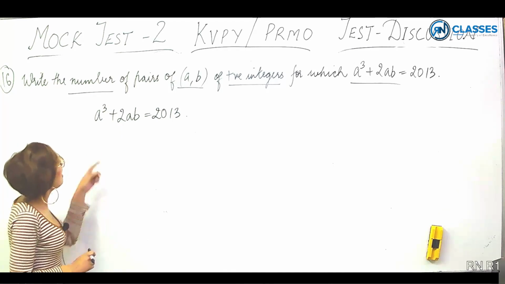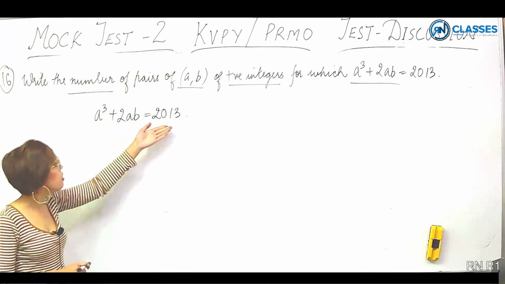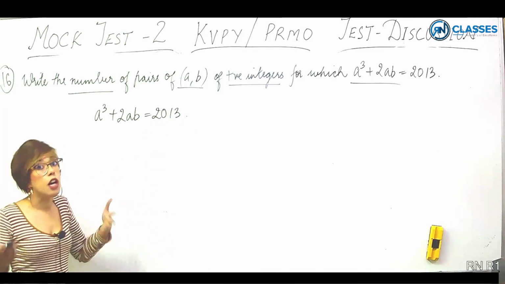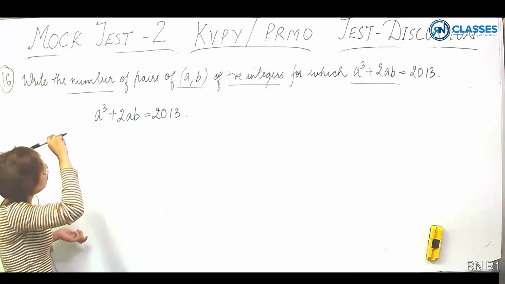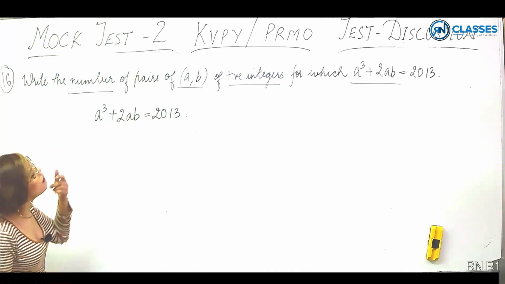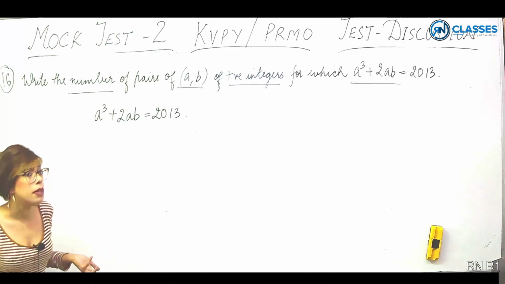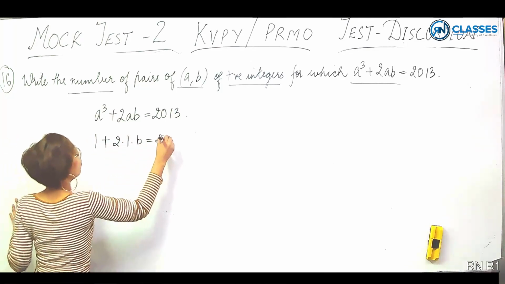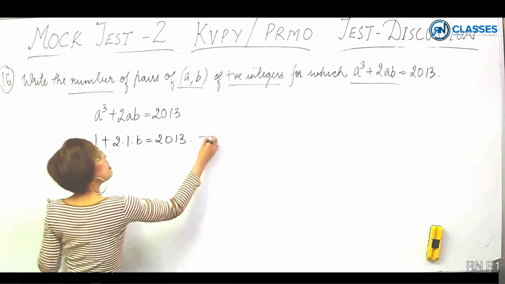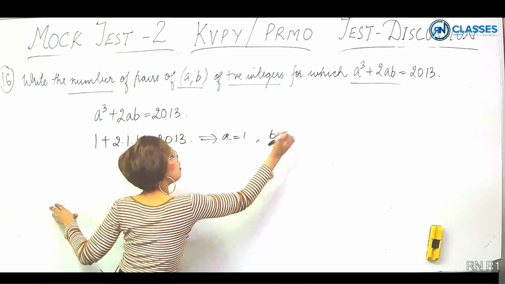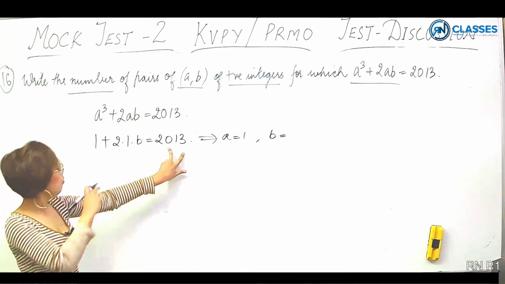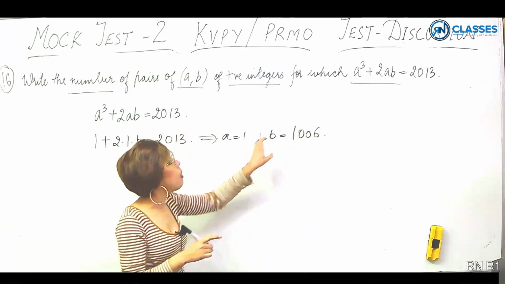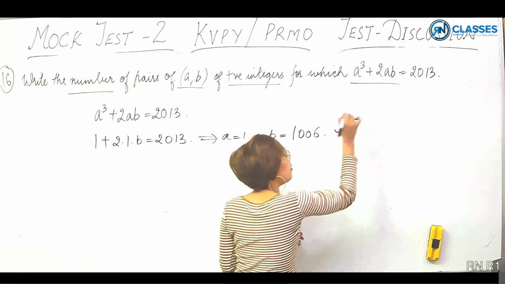Now, mind it, here I have a cube and here I have 2013. This is a very small number because when we cube the numbers, it becomes very large very quickly. So, let me think. Now, a is a positive integer, so the minimum value of a which is possible is 1. So, 1 plus 2 into 1 into b is equal to 2013. That means when a is equal to 1, I will get some natural value of b. Why? Because this is 2012 divided by 2, that is 1006. So (1, 1006) is one such ordered pair.